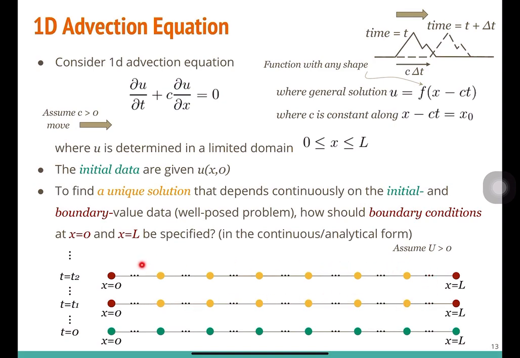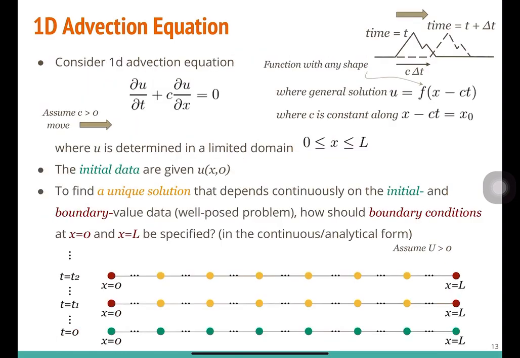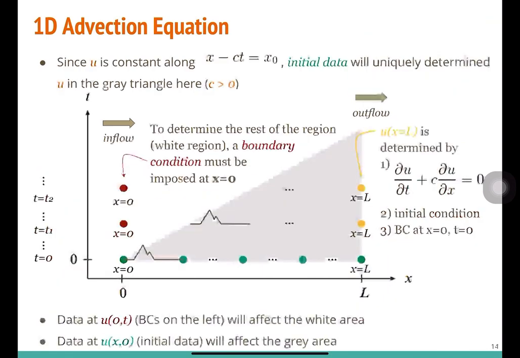So how do we find the expression for the middle values in terms of the initial condition and the boundary condition? That's what we need to find out in this lecture. We know that u is constant along the x minus ct value, x0. So the initial data, the green dots, will uniquely determine the u values in a gray triangle.